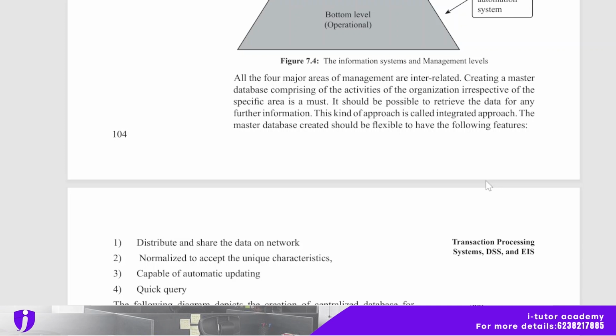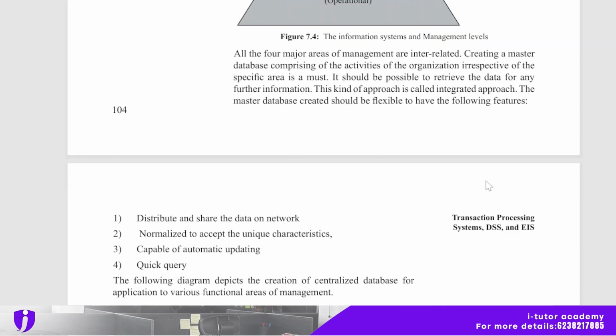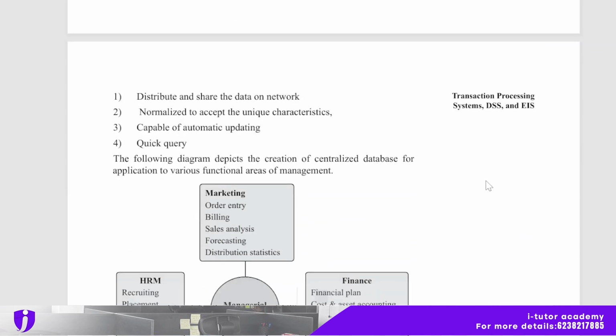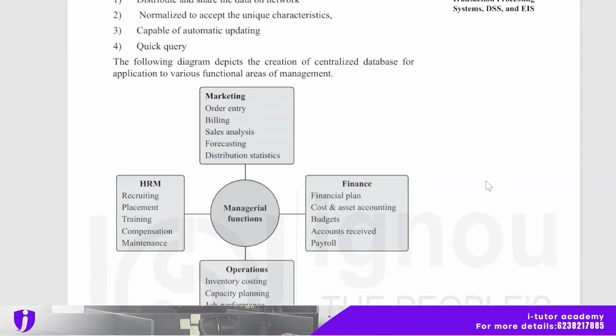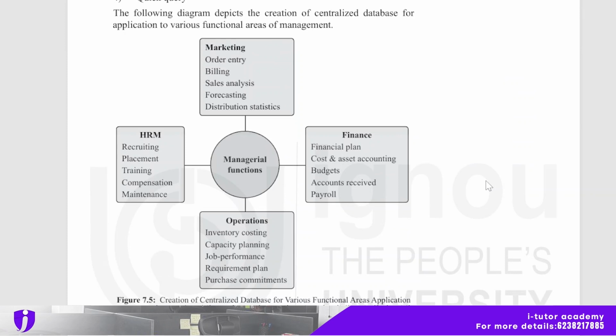Creating a master database comprising of the activities of the organization irrespective of the specific area is a must, and it should be possible to retrieve the data for any further information. This kind of approach is called integrated approach. The master database created should be flexible to have the following features also. So distributed and share the data on network, normalized to accept the unique characteristics, capable of automatic updating, quick query, like that. The following diagram depicts the creation of centralized database for application to various functional areas of management.